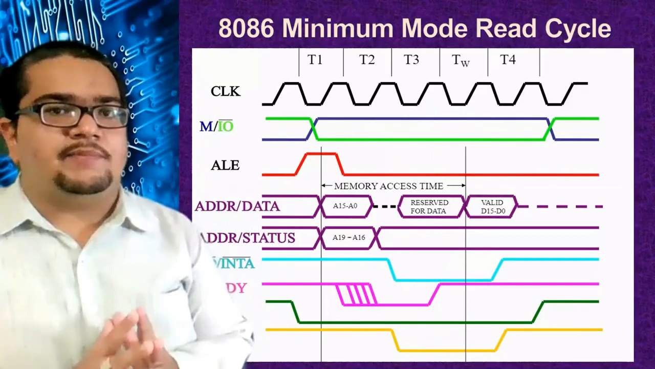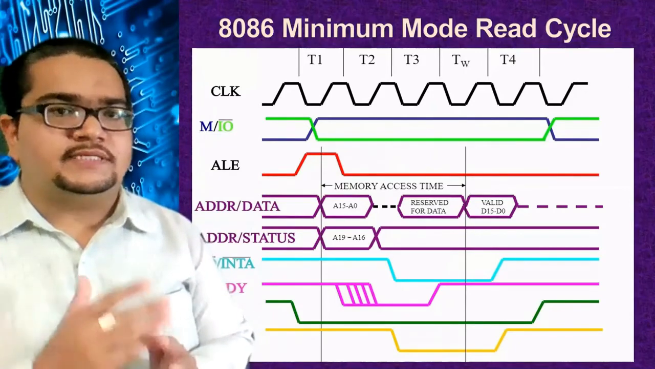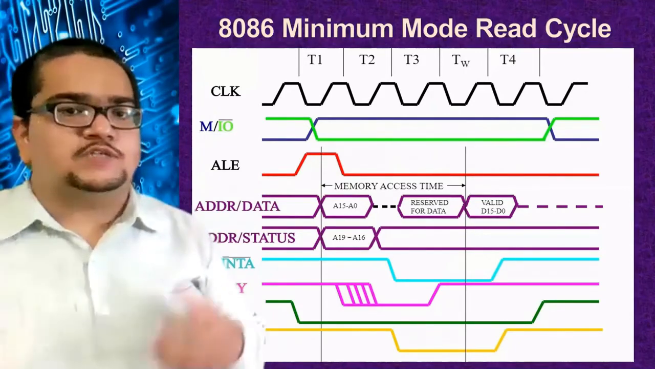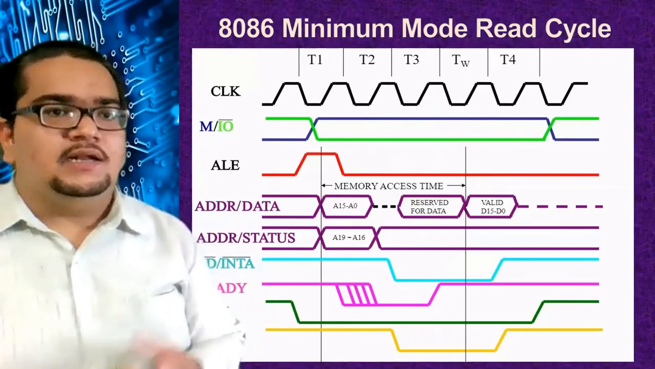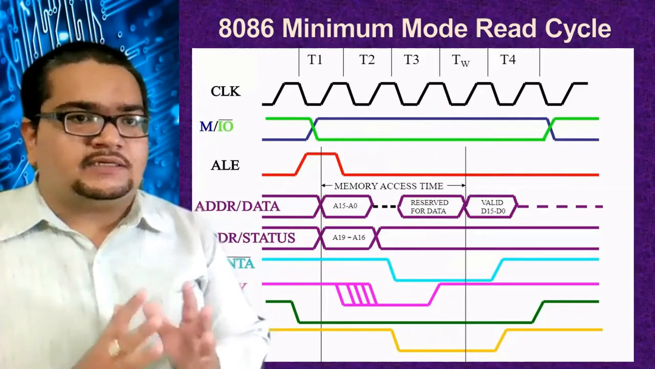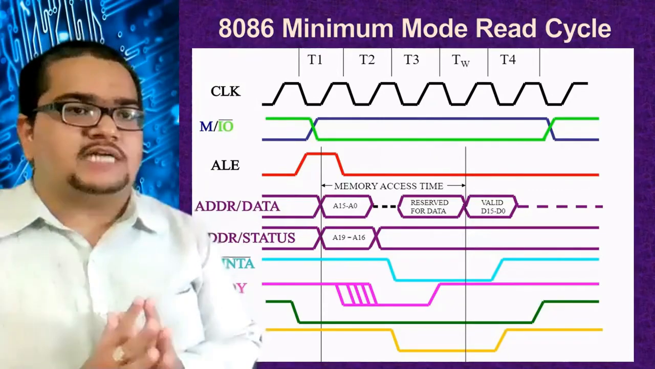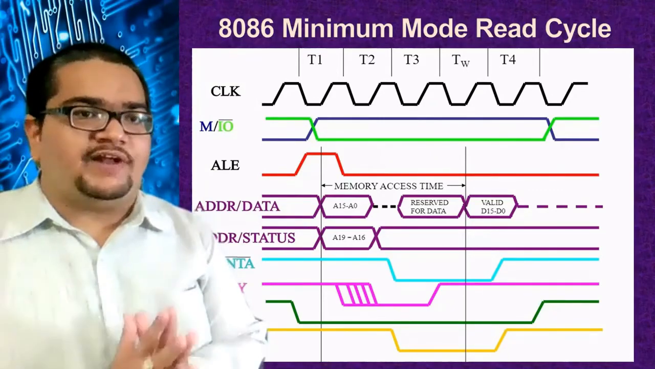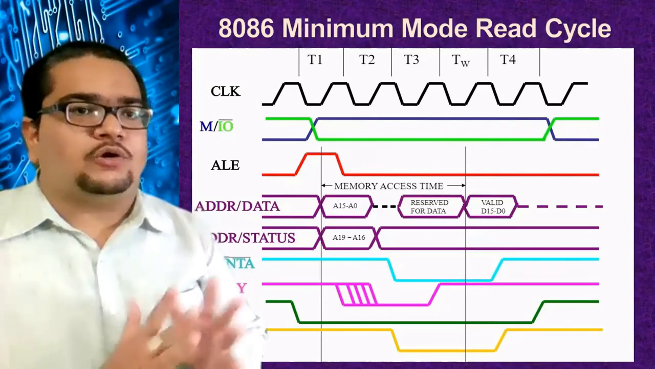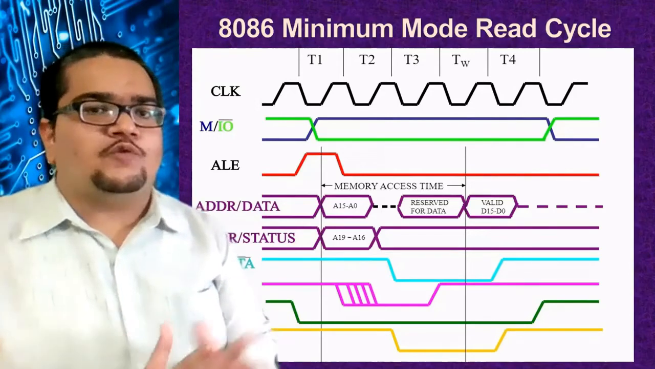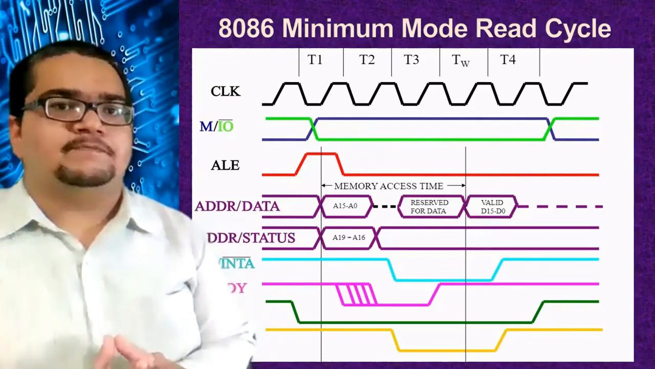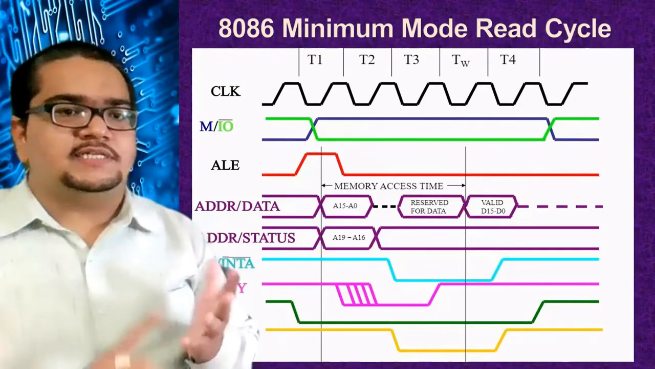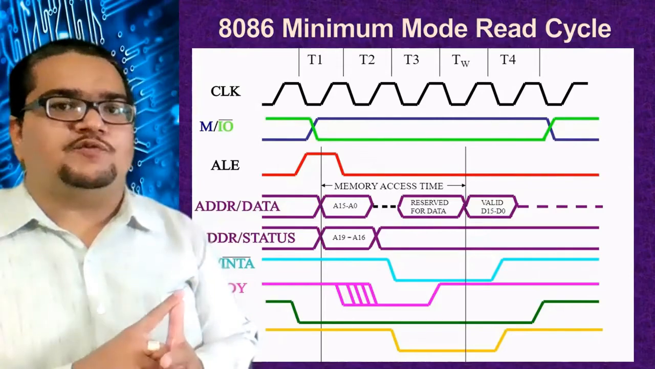Suppose the connected memory device is very slow, this TW will become 2 cycles, 3 cycles, 4 cycles and so on accordingly. So the TW is not only one cycle, this is basically a wait cycle, TW, W stands for wait. It can be 1 time cycle for wait or 2, 3 or 4 depending upon the speed of the peripherals, that is memory and IO devices. So the basic configuration is T1, T2, T3, TW and T4.